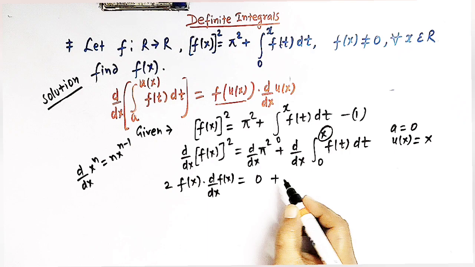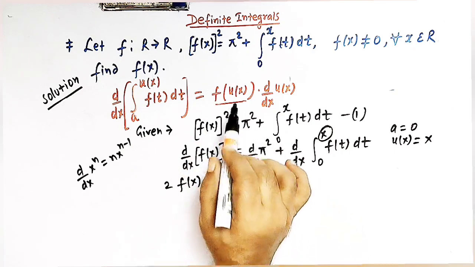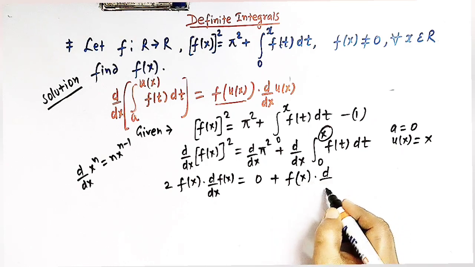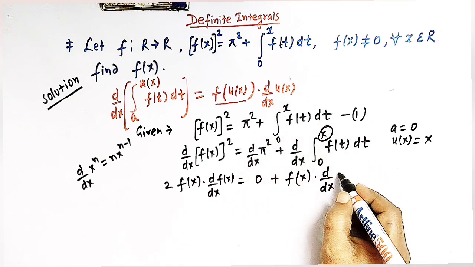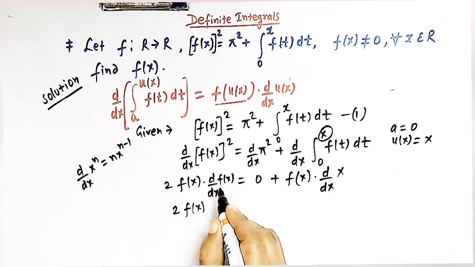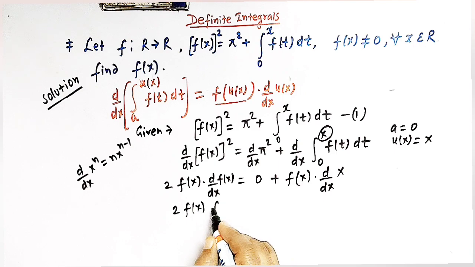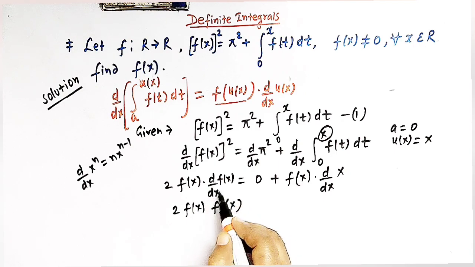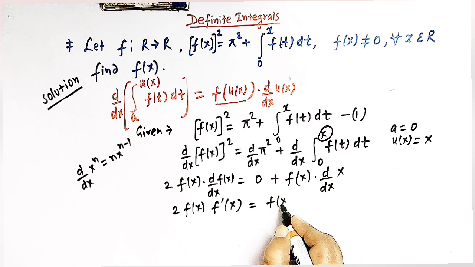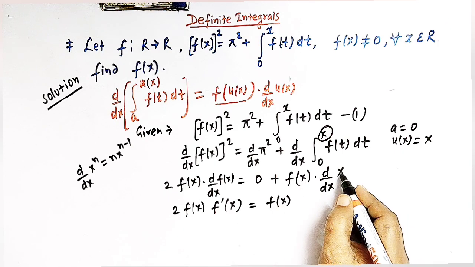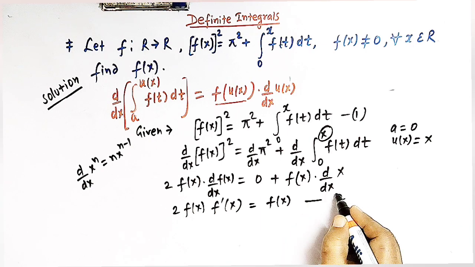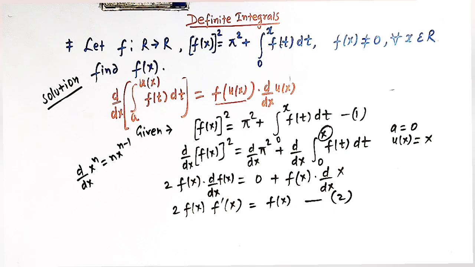So now we can write f of u of x is f of x, and then we have the derivative of u of x, that is the derivative of x, right? So now we can write 2 times f of x, and here we have f prime of x. D by dx of f of x is f prime of x, and here we have simply f of x, because the derivative of x with respect to x is 1. And let us call this equation as equation number 2.